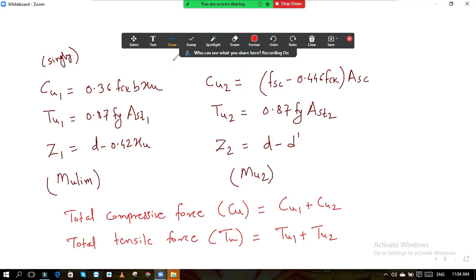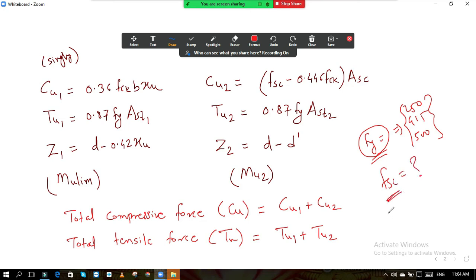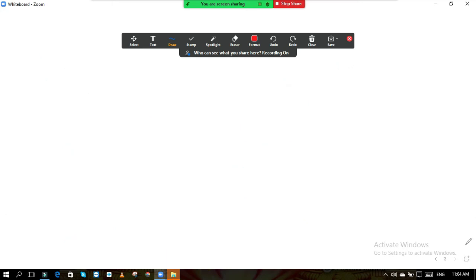Why? Because you know that fy value you can take. fy depends upon grade of steel. It is either 415 or it is 500 or it is 250. Whatever the grade of steel, depending upon that fy value is dependent. But how to calculate this fsc? Because fsc is the stress in steel in compression zone. So for that fsc now, let us see further how to calculate this fsc. Okay.